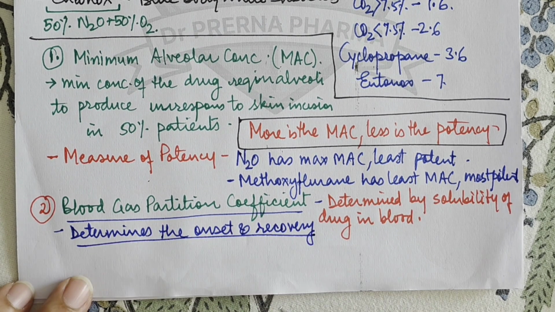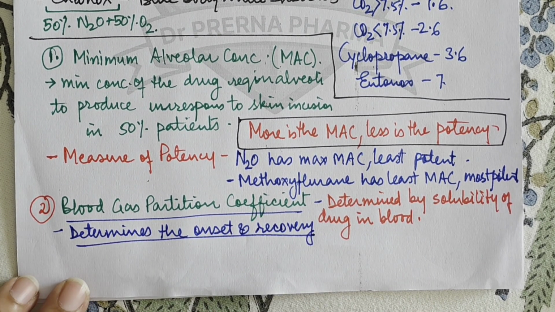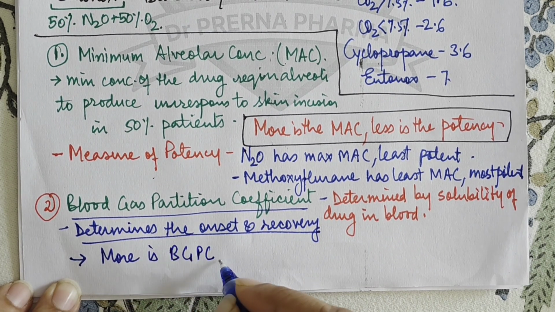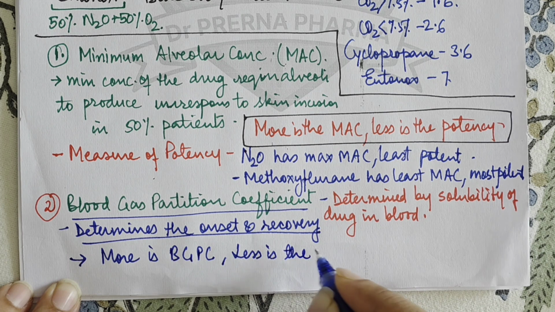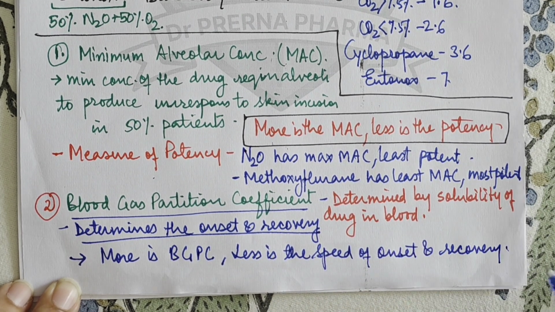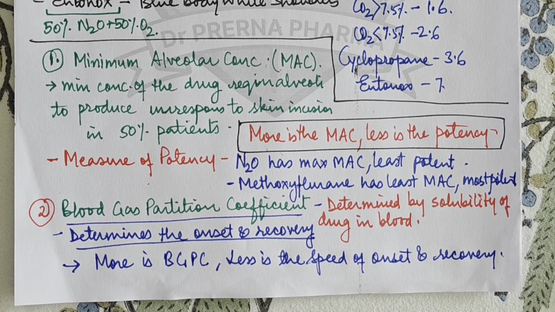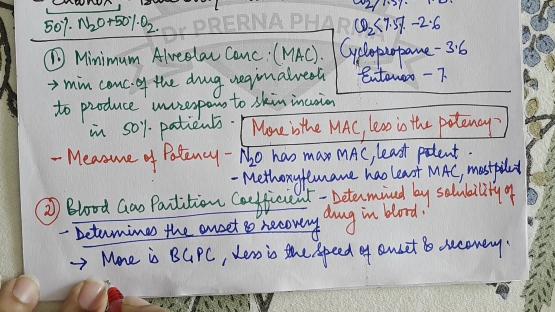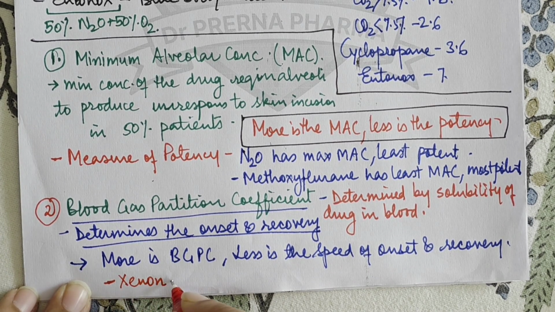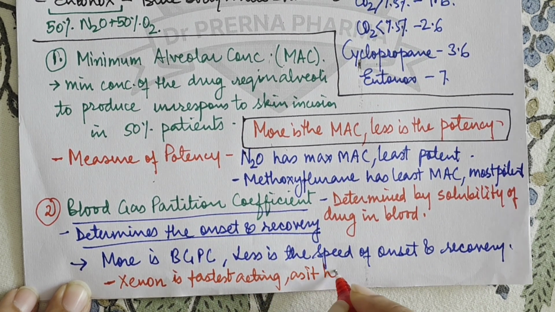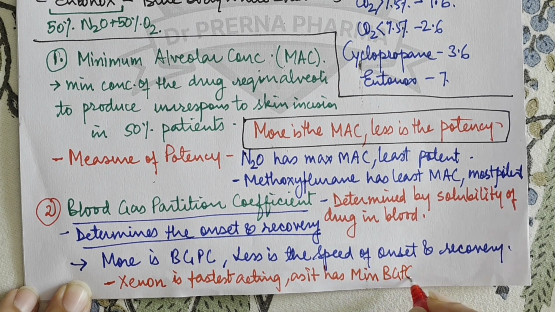By onset and recovery, I mean that only at these 2 times is this blood gas partition coefficient required. So it is seen that the greater the blood gas partition coefficient, the lower the speed of onset and recovery. More partition between blood and gas for a drug means it will take more time to solubilize in the blood, and so the speed of onset and recovery will be the lowest. Now in this, xenon is the gas that is the fastest acting as it has the minimum blood gas partition coefficient, right?